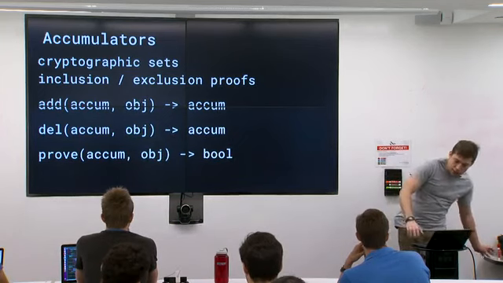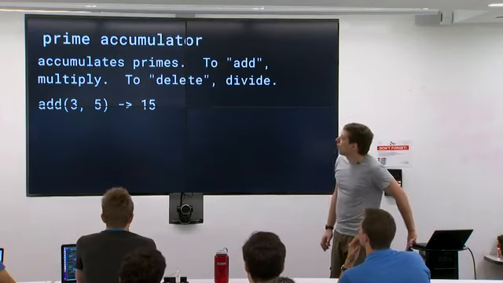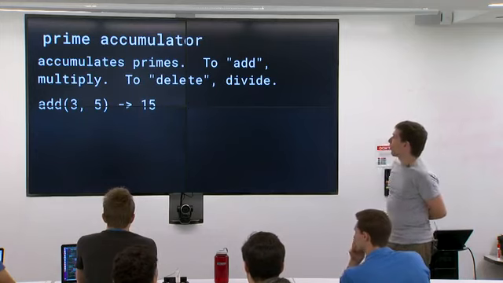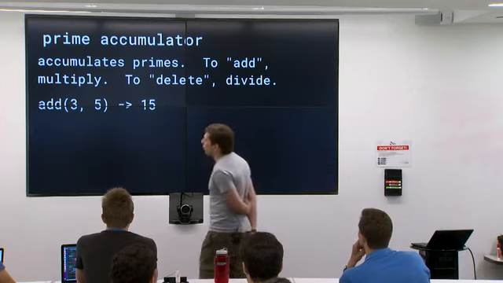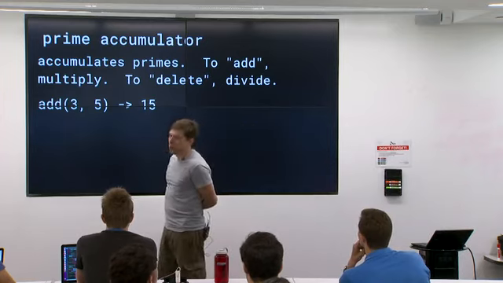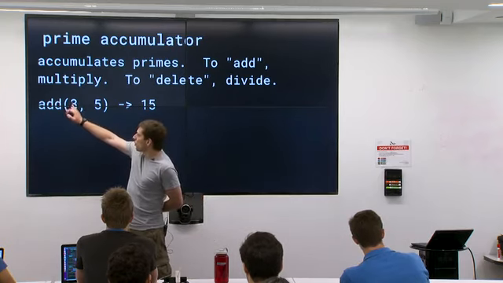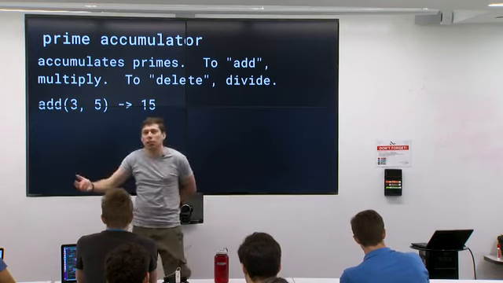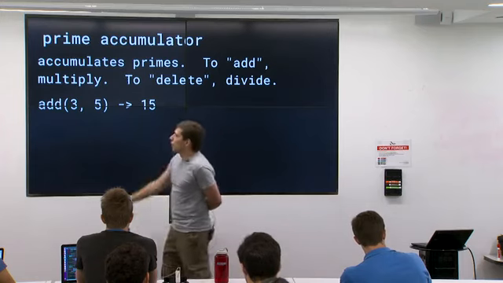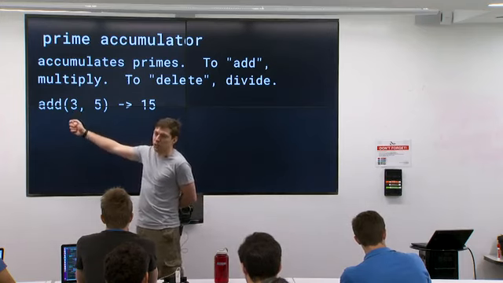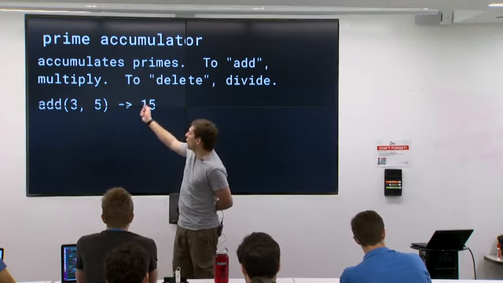So the simplest example, which I think is kind of fun, is composite numbers. So accumulate prime numbers. To add, multiply. To delete, divide. If you're going to do this, you start with 1. 1 is not a prime, so that works. So you cannot prove any prime exists within that accumulator. But let's say you start with 1 and then you add 3 to the accumulator. So you multiply by 3 and you get 3. Now I want to add the number 5 to the accumulator. So I multiply by 5, I get 15.